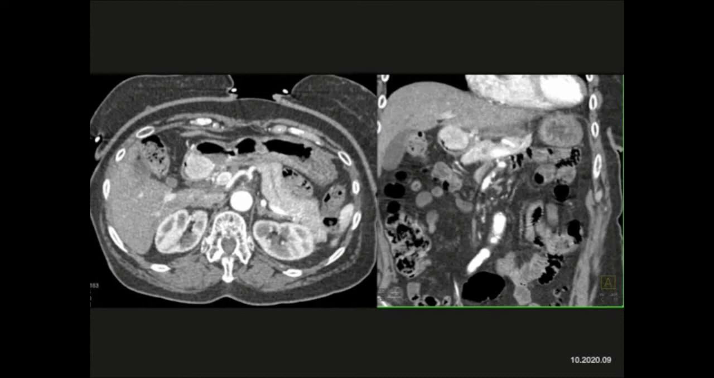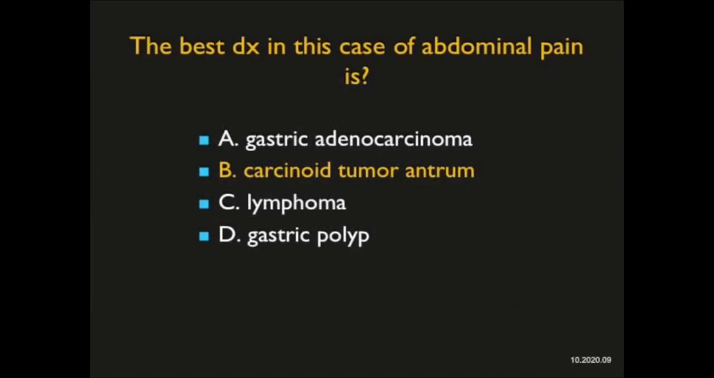Carcinoid tumors do occur in the stomach, and they're typically vascular. Gastric adenocarcinoma is usually not so round, and doesn't enhance. Lymphoma is infiltrating and doesn't enhance. Occasionally, gastric polyps can be vascular and simulate other malignancies. But in this case, the best answer: a mass in the antrum, enhancing carcinoid tumor of the antrum. An unusual gastric tumor, but one you need to think about when you see a vascular gastric lesion.